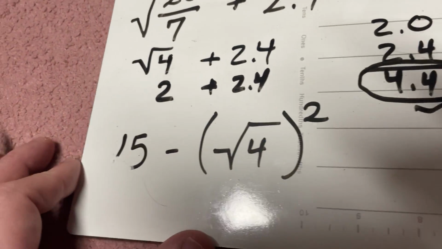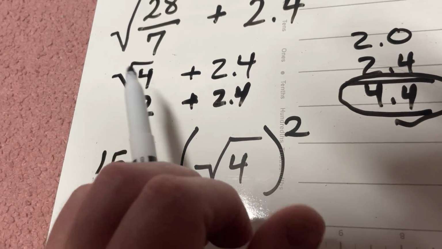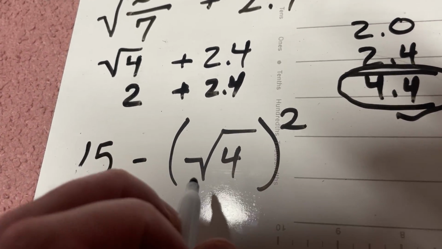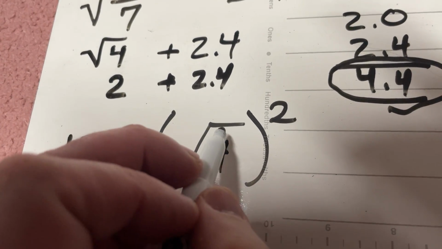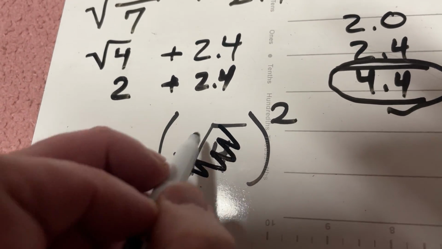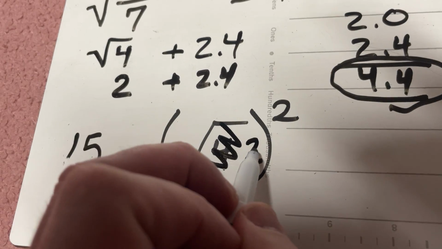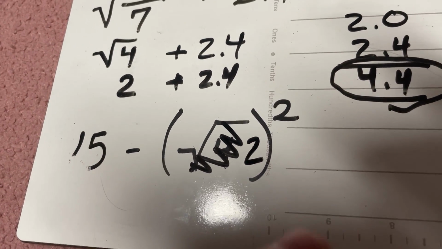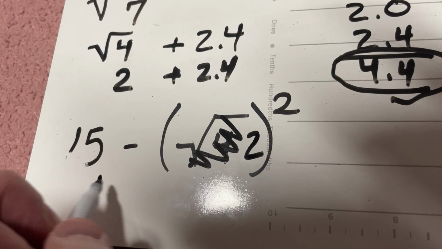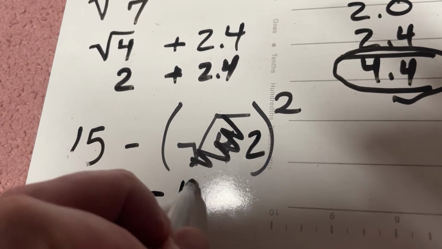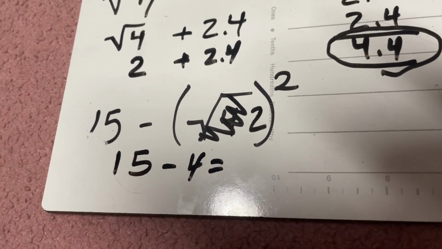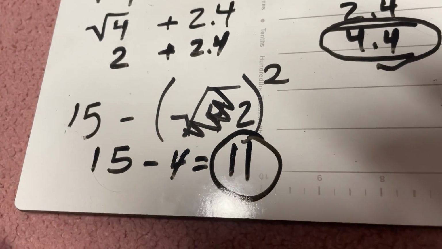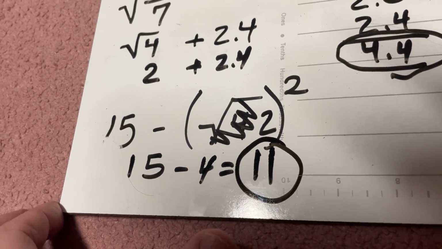Now, here's an interesting one. We were just dealing with the square root of 4, so we know that the square root of 4 is 2. If I take care of this square root of 4 and make it 2, I'm dealing with 2 to the power of 2, or 2 times 2. Well, 2 times 2 is 4. So that leaves us with 15 minus 4. Well, 15 minus 4 is 11. And that's our final answer for that one.